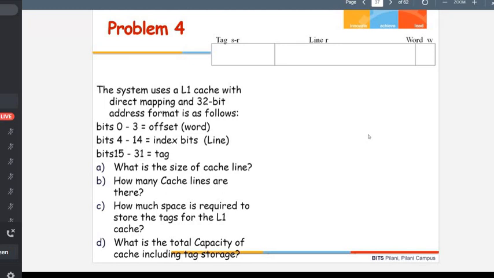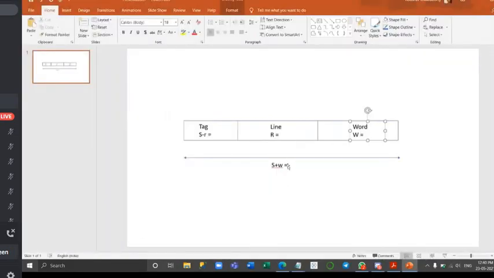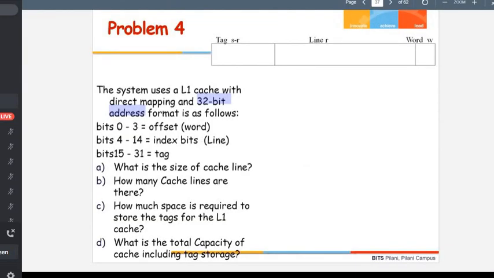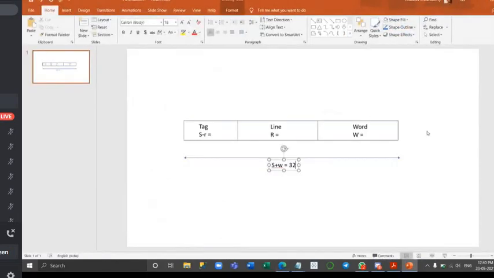In our case, it is given in the initial statement that it is a 32-bit address. So my S plus W becomes 32. You can see from the address as well, it is 0 to 31, so that is 32. My word takes 0 to 3, which is 0, 1, 2, 3, so 4 bits. My word goes for 4.